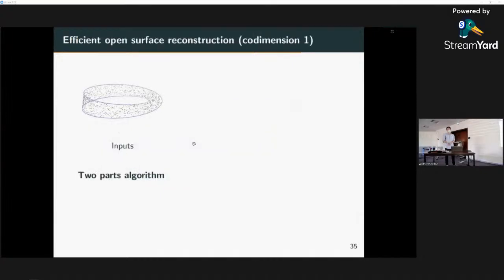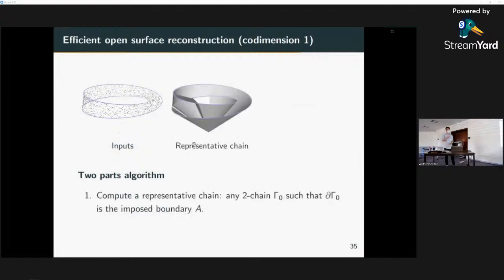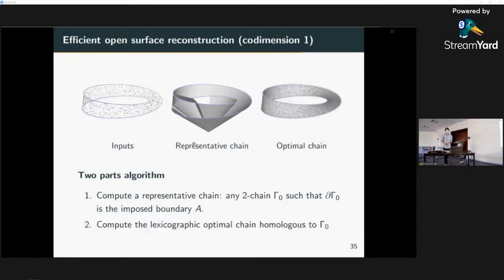Let's now look at the second efficient version, for open surface reconstruction. As input, we have a set of points as well as the boundary, here shown in purple. This is a two-step algorithm. We start by computing a representative chain, which is basically any 2-chain that has as its boundary the cycle we are looking for. Using this representative chain, we then look for the lexicographic optimal chain homologous to this representative chain.